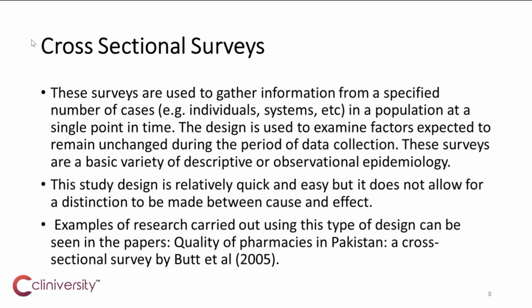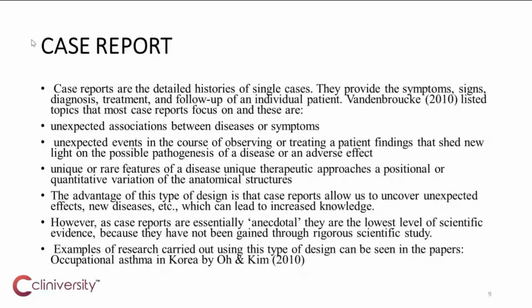So the trial and error process can be easily done, and we can get the best answer if we do a cross-sectional survey. Coming to the case report, you are all very familiar with case reports, right? You take a single case, or a group of people, and identify the relationship, especially an unexpected relationship between the disease and the symptoms. What are the common effects that everyone knows? You identify the unexpected association.